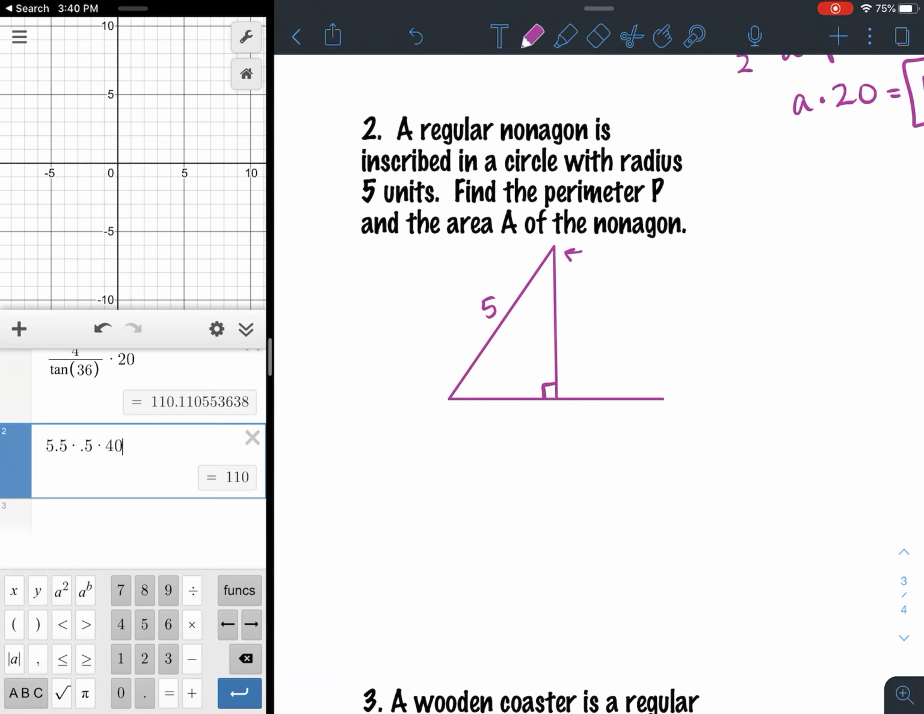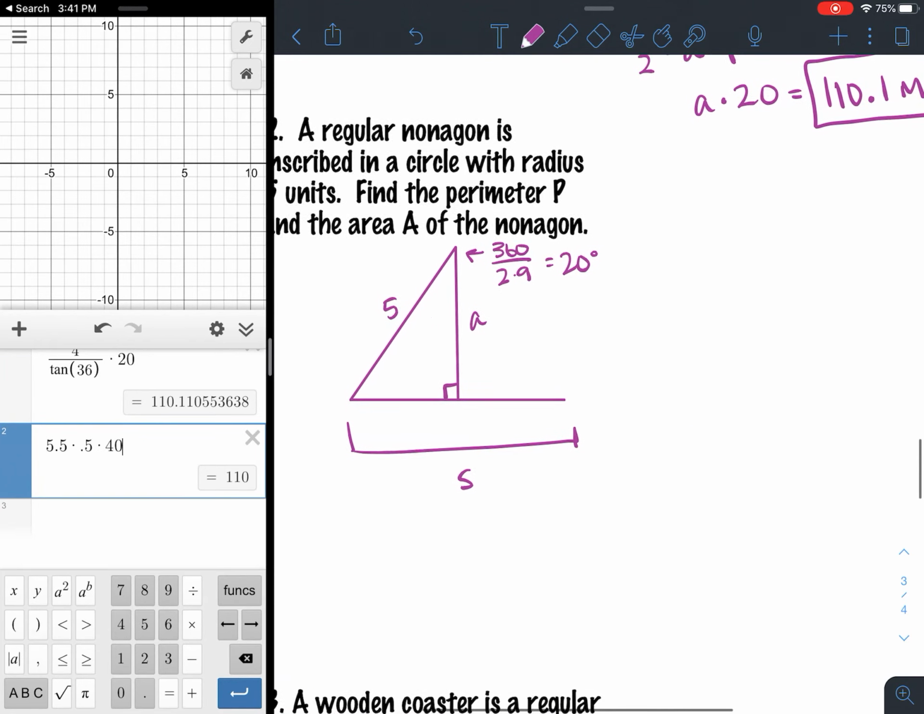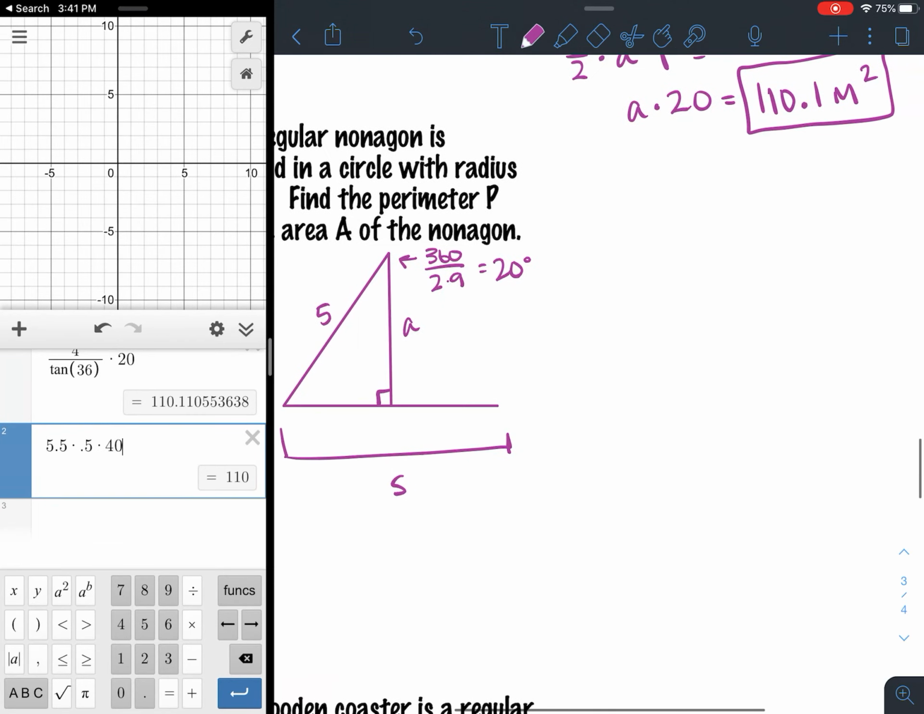In a nonagon, this angle at the top will be 360 divided by 2 times 9, so 360 divided by 18, which gives me 20 degrees. I need the side length to find my perimeter, and I also need my apothem. So we're going to work 2 different sets to find each of those. Let's work with our side length first.